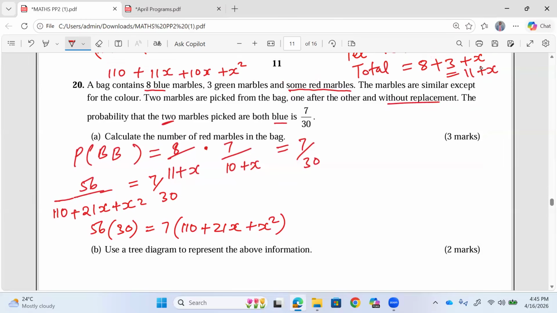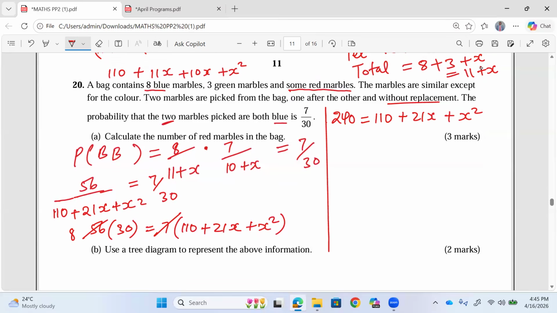Yeah, I hope we are together up to that point. According to me, I can even simplify the 7 here and this becomes 8. Yeah, like that. 7 there and we remain with 8. So 8 by 30, it gives us 240. This is equal to 110 plus 21x plus x squared.